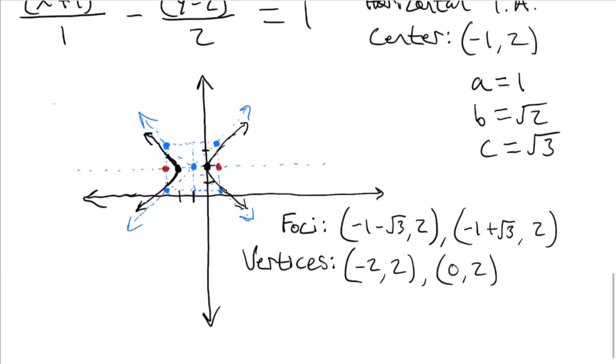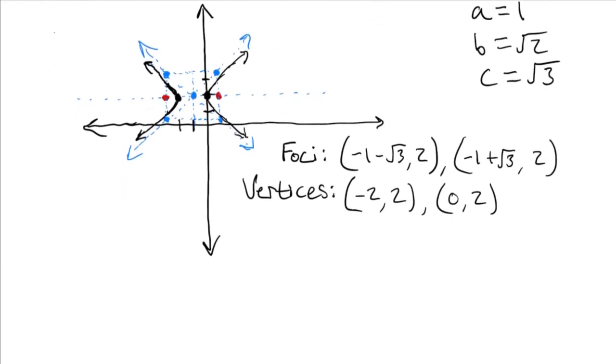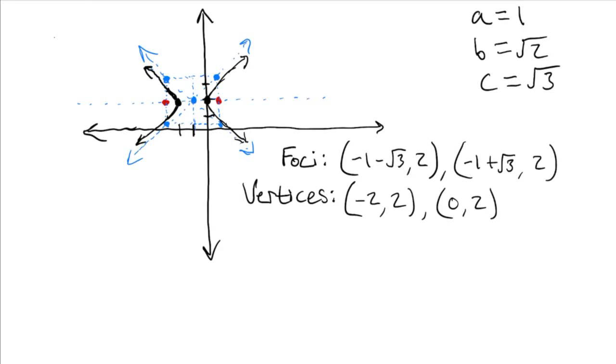asymptotes. So what I want to point out is last time our slope was plus or minus a over b. But now that we have a horizontal transverse axis, that actually changes because now our rise is b and our run is a. So now our slope is going to be plus or minus b over a, which is root 2 over 1. So root 2 is our slope.